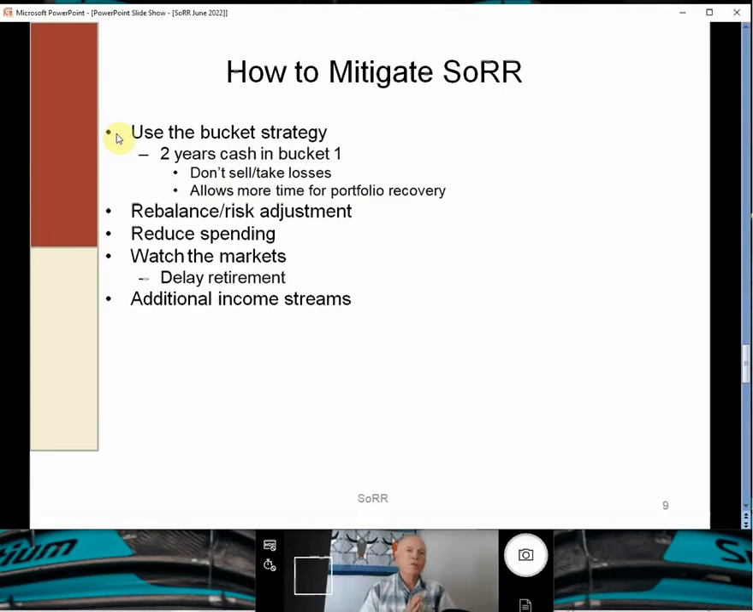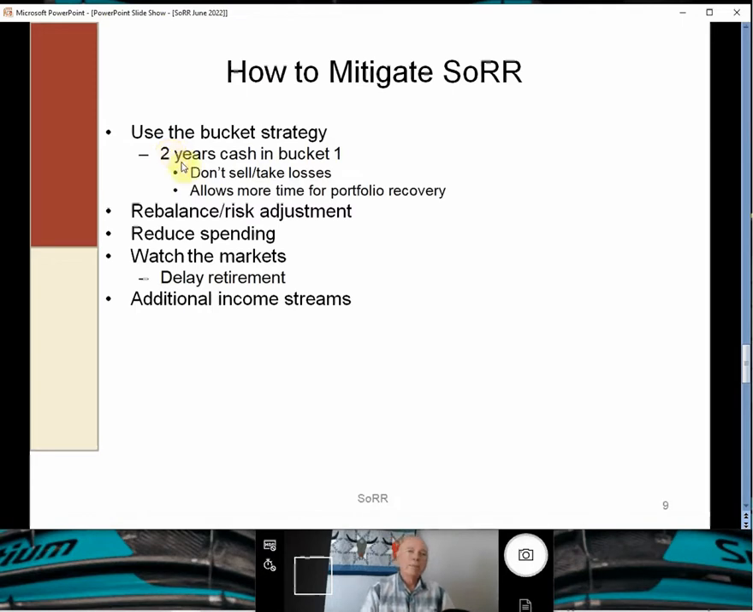And the bucket strategy is a series of 3 or sometimes 4 buckets where you group investments by type according to expenses across time periods. So the way I like to set up bucket 1 is I like to have 2 years of cash in bucket 1. And the cash could be different money market, those kind of things. Very liquid assets, in other words.